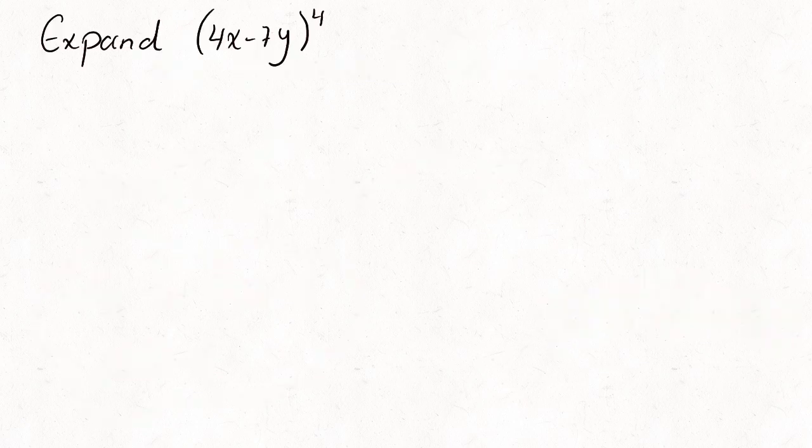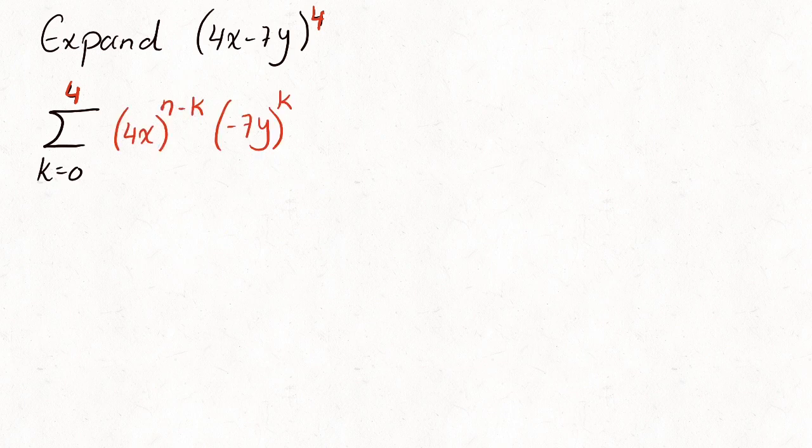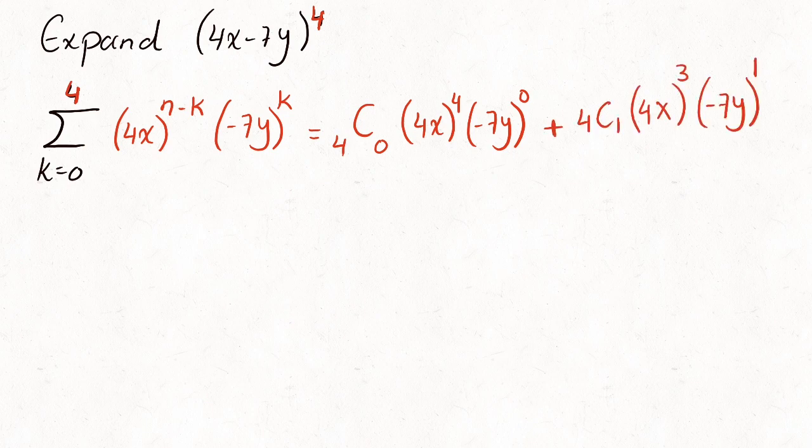Start with the following example. Expand 4x minus 7y to the power 4 using the binomial theorem. Now the sum will start from k equals 0 to 4. We will take the first term, 4x, we will raise it to the power n minus k, times the second term, minus 7y, to the power k, and we start gradually replacing the values of k as you can see in front of you.